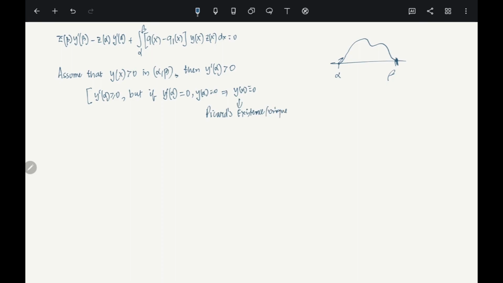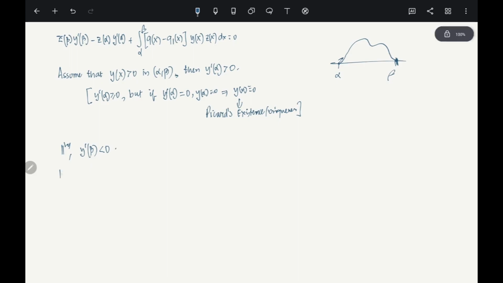This is the only solution. That actually violates the fact that y is a non-trivial solution. That's what we assumed, so this has to be true. Similarly, we can also show that y prime of beta has to be strictly negative. Clear?